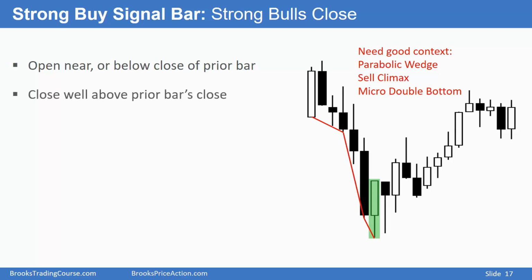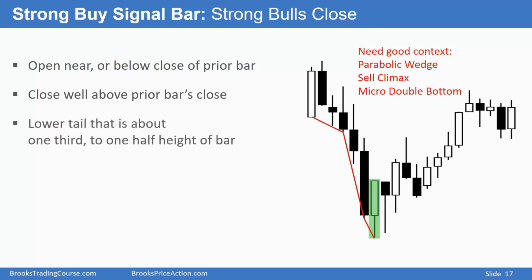I also like to see a close well above the prior bar's close. And the tail on the bottom, ideally, you want it to be a third to a half the size of the signal bar. Also, I prefer the bar closing on its high or having only a small tail on top.